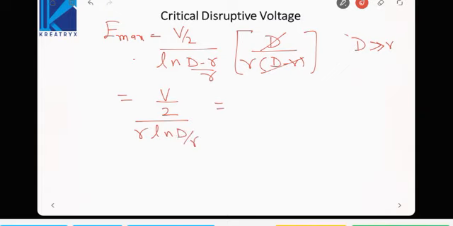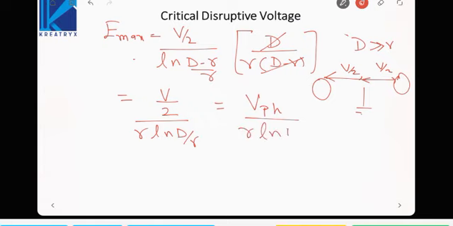Now since the voltage between the two conductors is V, what I can say is the voltage between one conductor and ground will be V by 2. So if this conductor is there, this is ground, this voltage is V by 2 and the other voltage is also V by 2 up to the second conductor. So we can call this phase voltage upon r ln d by r. In case of three phase, V phase will be V by root 3. In case of single phase, it is V by 2.